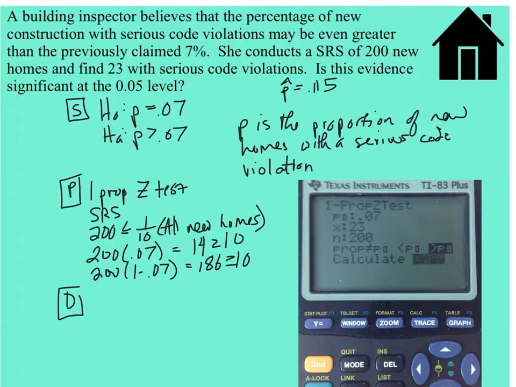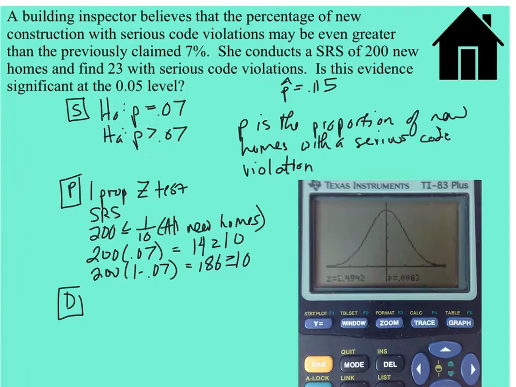Okay, so I'm doing a one proportion z-test. My null p, 23 out of 200 and greater than. Just make sure it always faces the same way as your alternative. And I'm going to draw. All right, so what I need to get out of this is the z statistic. So z equals 2.4942 and the p-value is 0.0063. You can see just a little bit of shading here on the tail. Okay, so there's your p-value.